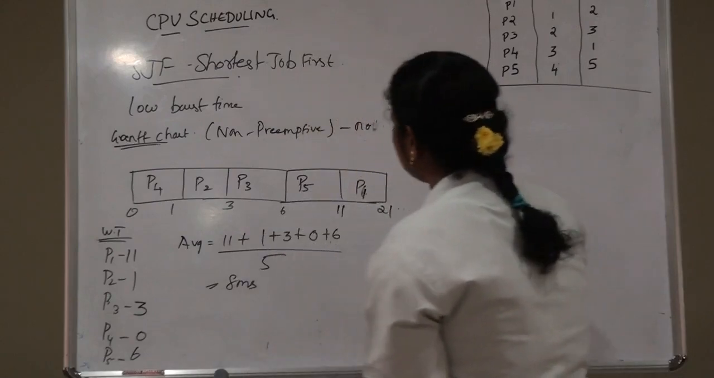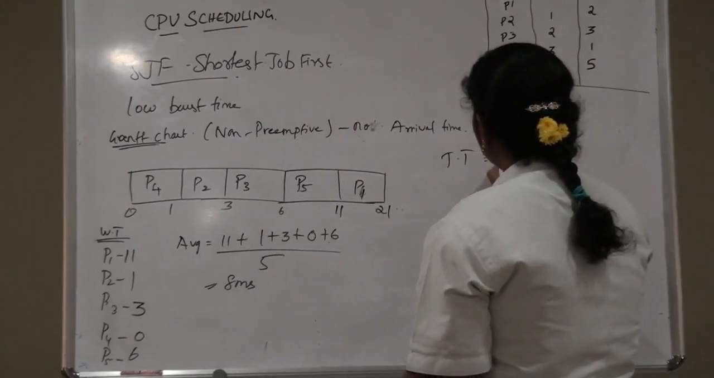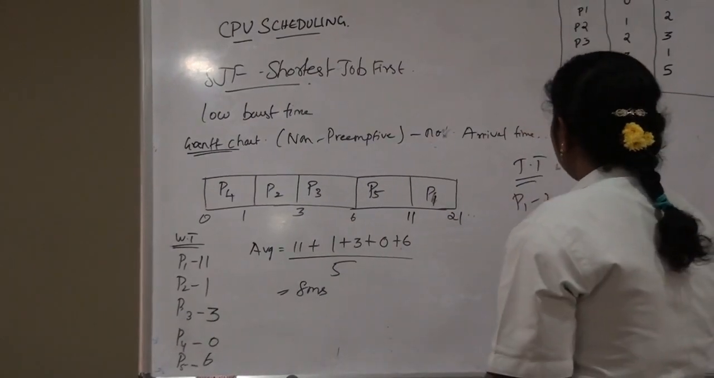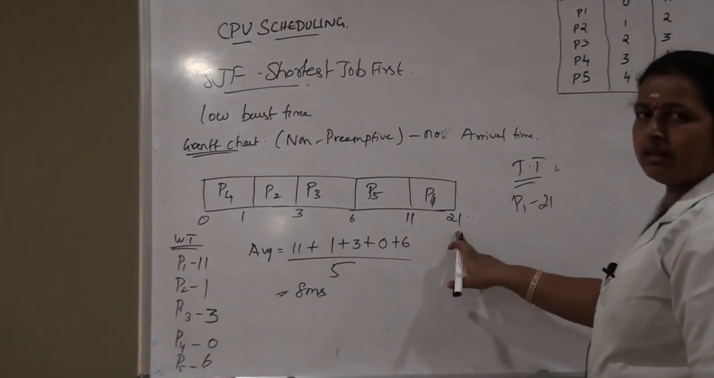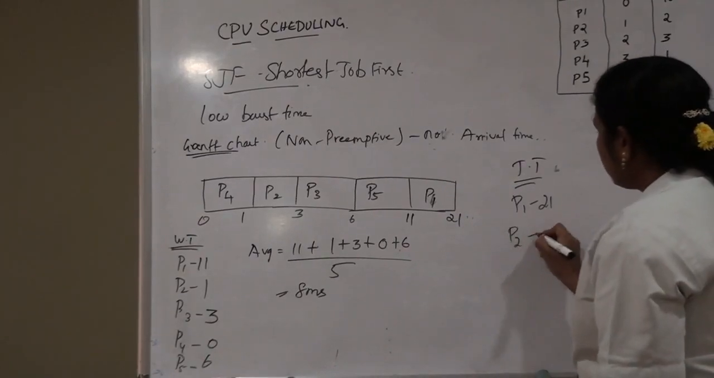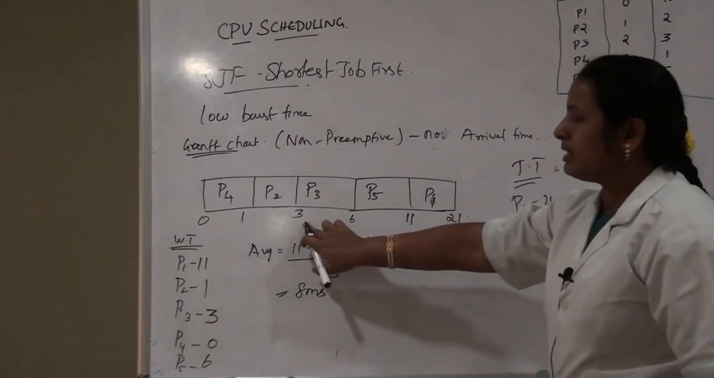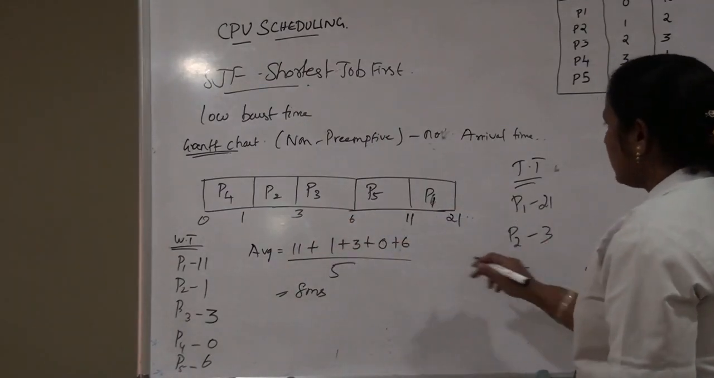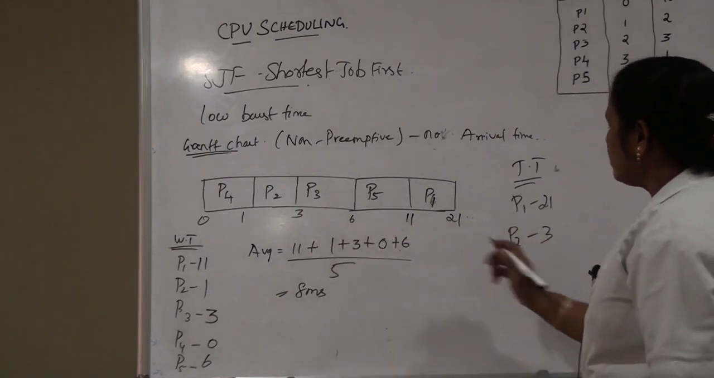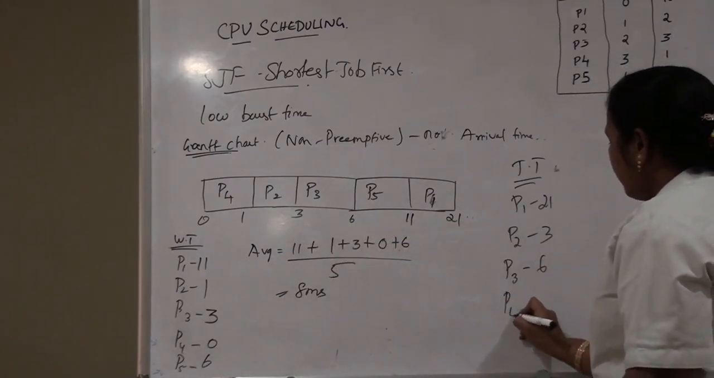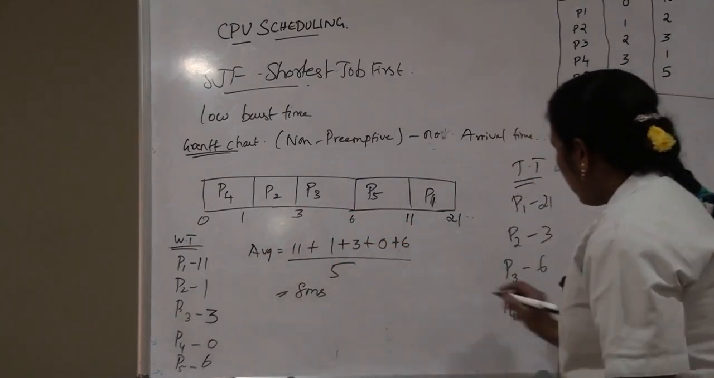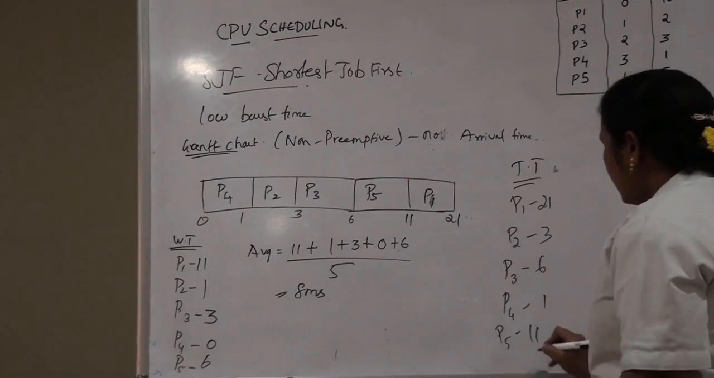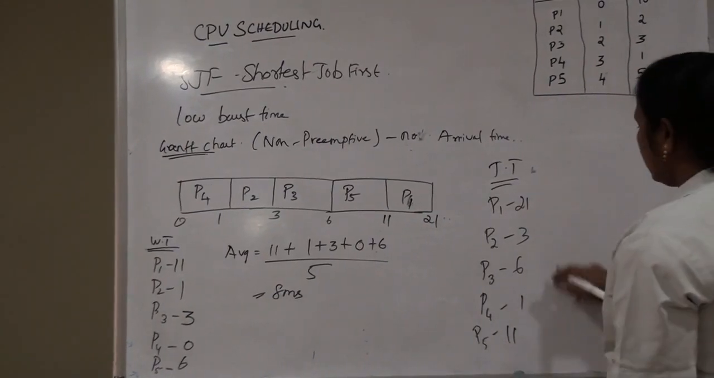Next one is turnaround time. The turnaround time for P1 is 21 milliseconds, the time of completion. Next is P2, which completes at 3 milliseconds. Next is P3, which completes at 6. P4 is 1 and P5 is 11. So this is the turnaround time.